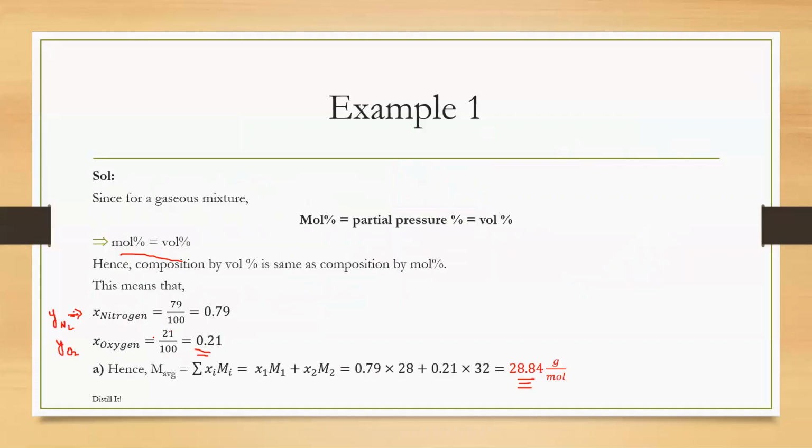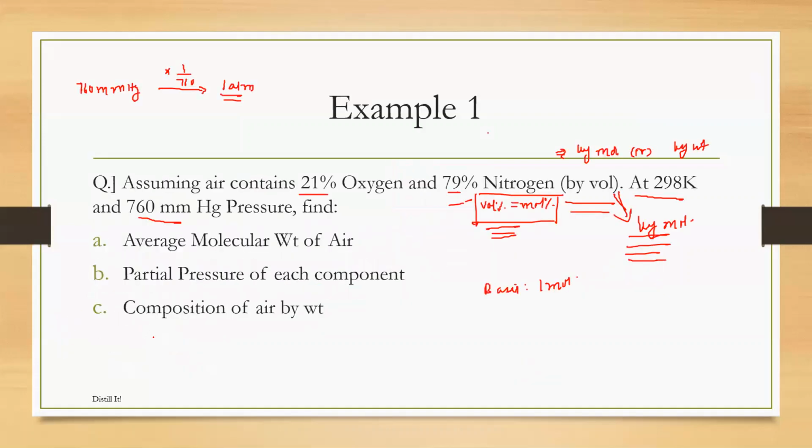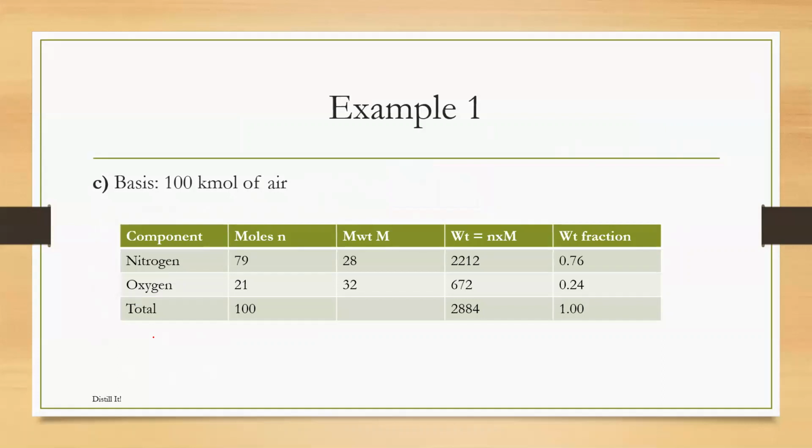Then this third part of the question asks you the composition of air by weight. So for this type of question, if we need to convert from mole percent to weight percent, or weight percent to mole percent, there is a typical procedure. For now, we have to convert from mole percent to weight percent. So let me tell you what we are going to do for such cases. We are going to take the basis as 100 kilomole of mixture.